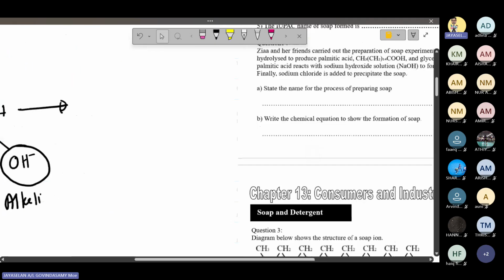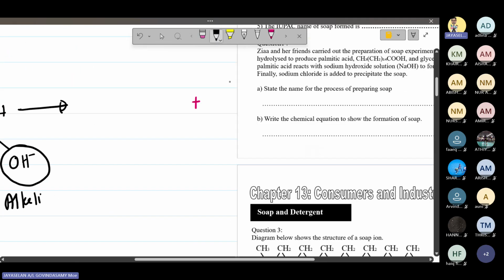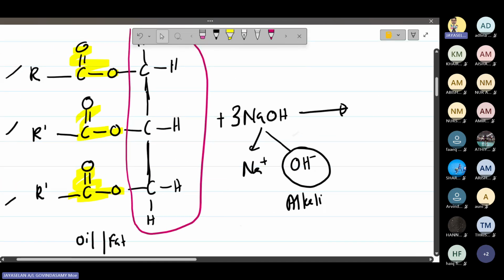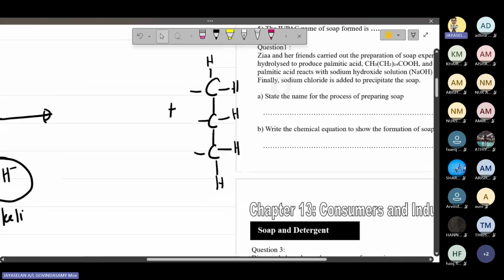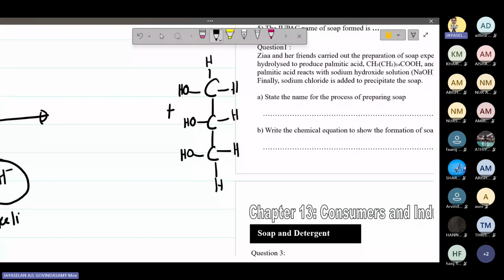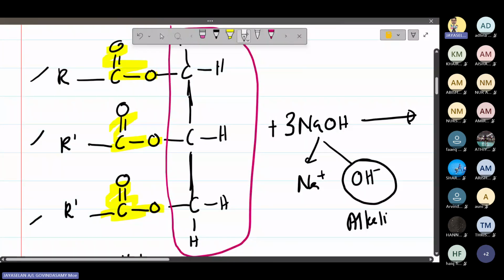So I draw the structure here. You all no need to memorize. 1C, 2C, 3C. So it looks like this. H, H, H, H, H. So it has broken this structure. What happened here? One hydroxide combines, another hydroxide combines, another hydroxide combines. This is called glycerol, a triol, propan-1,2,3-triol. Okay, glycerol.